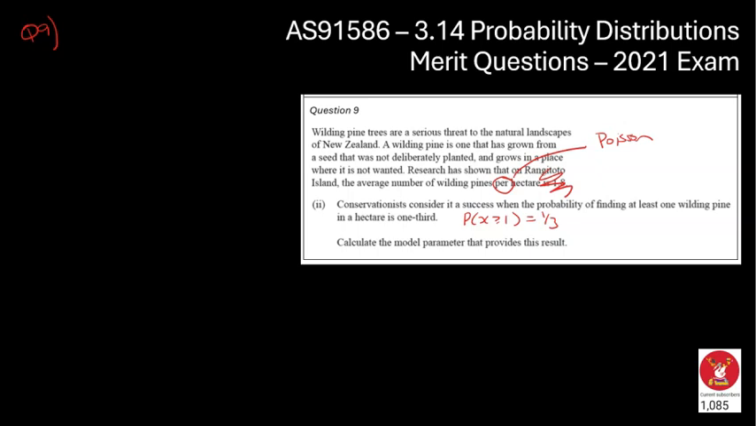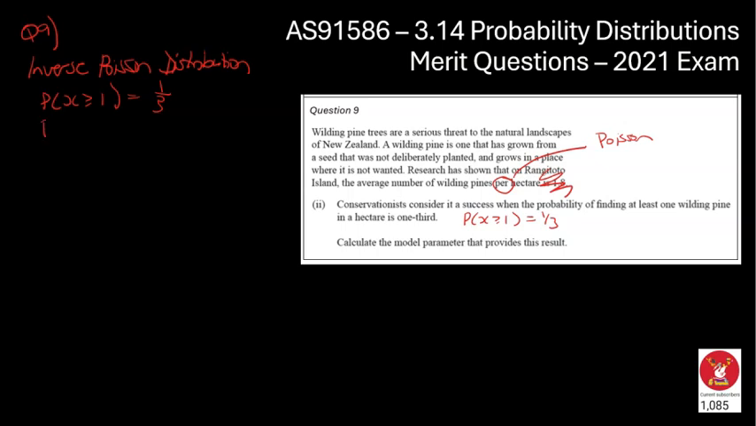So it looks like in this case, we're dealing with an inverse percent distribution question. It's asking us to calculate a lambda that would be relevant to the 1/3 probability that we've got. As I said, the probability of there being at least one of these trees is a success when that happens 1/3 of the time.